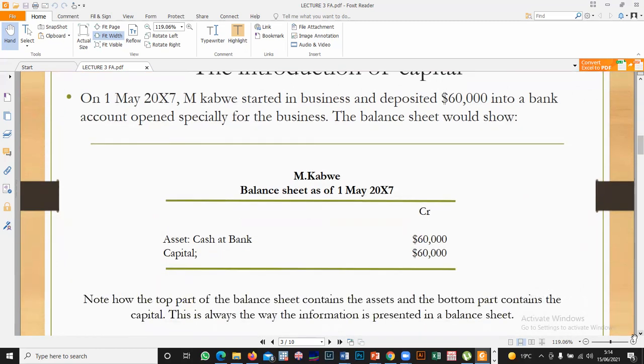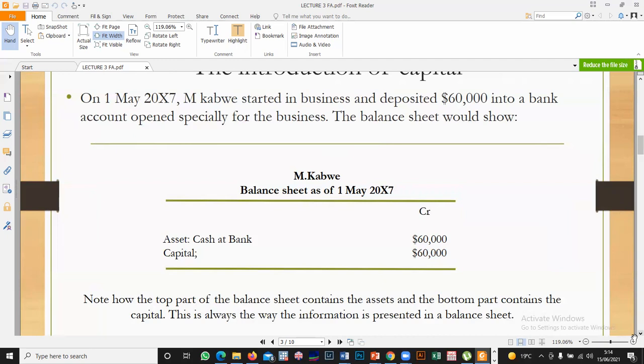If you have that amount that you start with as a capital, when you take that amount to the balance sheet, it will show the date at which that was done. Then it will show the asset. We said we've got current assets and fixed assets. Part of the current assets is the cash. Now, our asset in this case is 60,000.